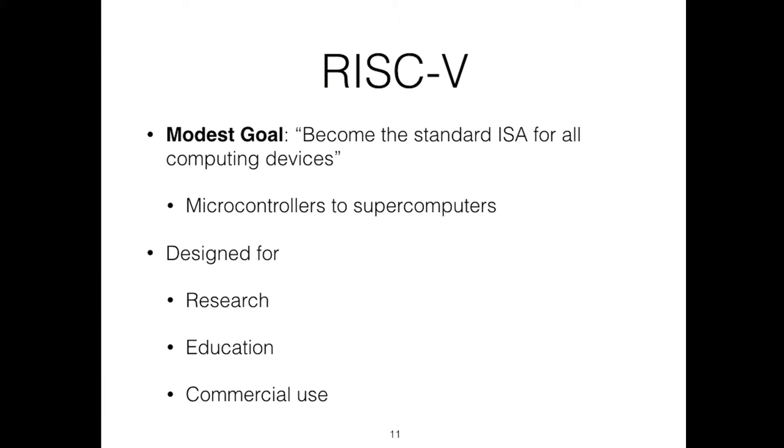As I said, RISC-V's modest goal is to become the standard ISA for all computing devices. They're targeting everything from microcontrollers to supercomputers. Originally it was designed for research and education since it came from Berkeley, but there are also companies picking it up for commercial use. I personally am doing research on RISC-V because it's a good platform for some of the security work I'm doing. A number of universities are using it: MIT, the University of California, Berkeley, of course, and the University of Cambridge. There's a long list of people using RISC-V as their ISA in computer architecture courses, and then there's a number of startups.